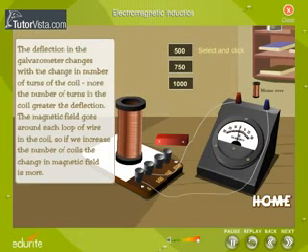The deflection in the galvanometer changes with the change in number of turns of the coil. The more the number of turns in the coil, the greater the deflection. The magnetic field goes around each loop of wire in the coil. So if we increase the number of coils, the change in magnetic field is more.